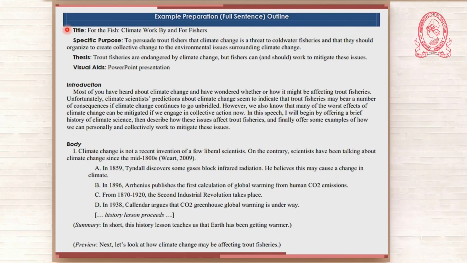This is a full sentence outline. I know that it's too large. There are many words and sentences to be presented in a slide, but this is just for pedagogical reasons. So here we have, so you can read it, okay? And you will have it as well in your core material, uploaded. This is the title, For Fish, Climate Work by and for Fishers. You have a specific purpose that you can read carefully.